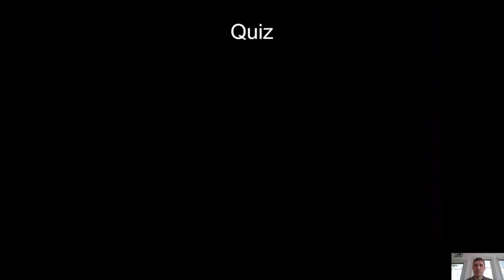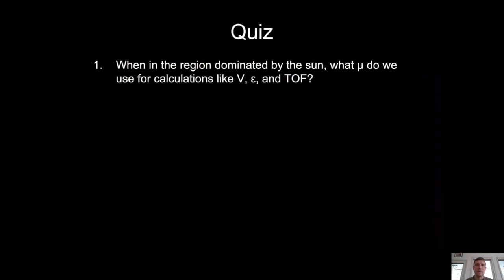Okay, but let's talk about a little quiz here. I'm sure you all did the reading, so this should go pretty easily. When you're in the region dominated by the sun, which mu do we use for calculations? These calculations are for velocity, specific mechanical energy, and time of flight. Well, if you're in the region dominated by the sun, that means you're stuck in the sun's gravity well. So you're going to use the mu of the sun.